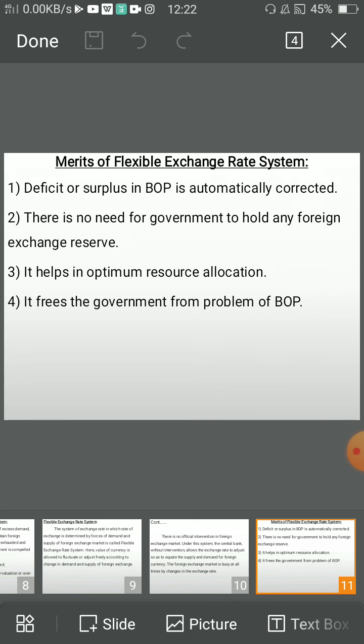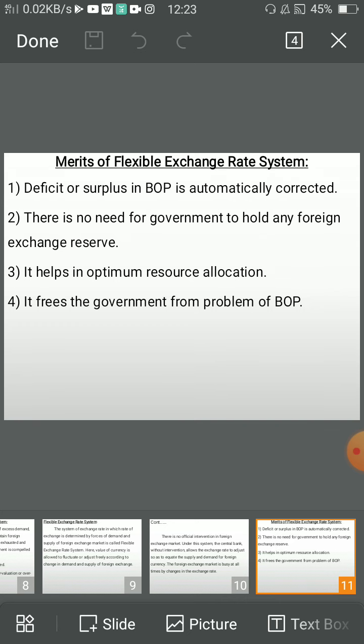There is no need for governments to hold any foreign exchange reserve, because the demand and supply equalize, so the equilibrium exchange rate automatically changes when demand and supply increase or decrease. So there is no need of reserve, so there is no need for government to hold any foreign exchange reserve.